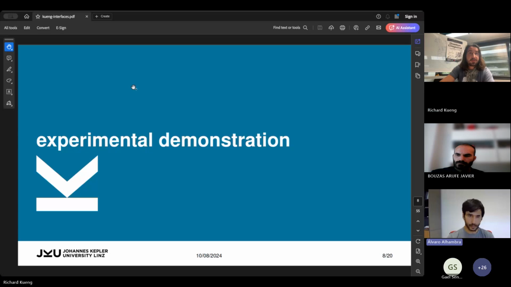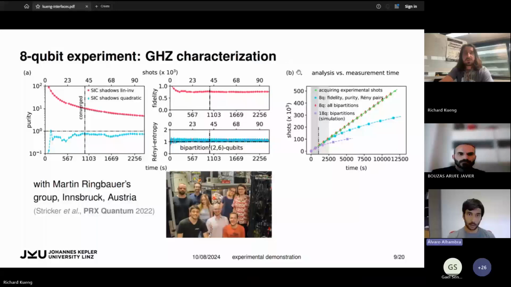Okay. So Richard, I think we're still seeing the slide of experimental demonstration. I don't know if you're changing the... I changed. No, so we see the slide, the same slide with the title experimental demonstration, but nothing else. Yeah, sorry. Do you see a plot now? Yes, now this is what you were describing.